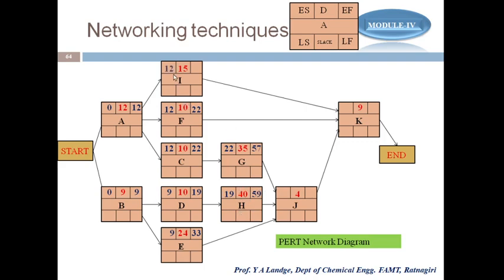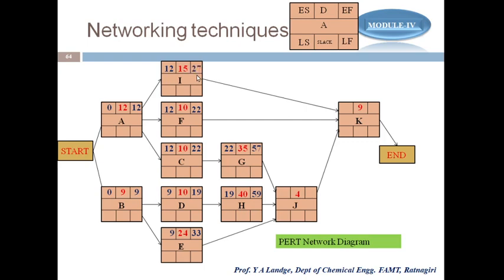Similarly, I have to work out I. A is the predecessor for I, and the earliest finish time for A is 12. That's why the earliest start time for I is 12. And 12 plus 15, that is ES plus D, it will give 27.